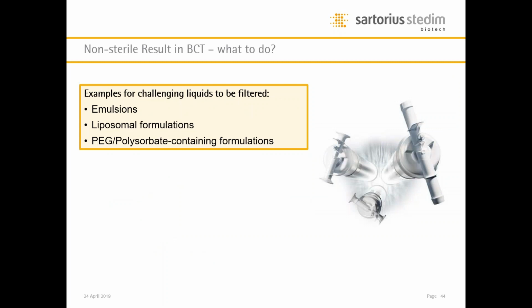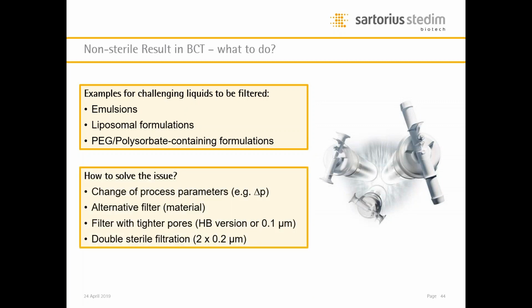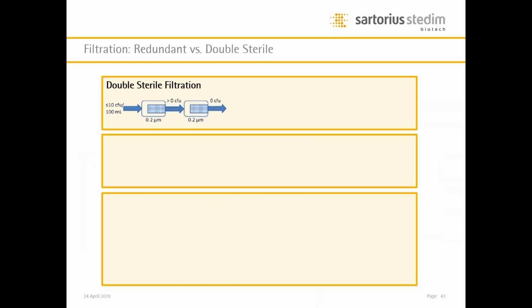And there are examples of challenging liquids to be filtered: emulsions, liposomal formulations, PEG-containing formulations. This may lead to a situation where the bacterial challenge test will fail, where some bacteria will have a chance to enter the final container. How to solve this? You can either choose different process parameters, like the delta P. You can use alternative filter material. You can use filters with tighter pores, or also use double sterile filtration, so two times 0.2 micron filters, like the one here. In a double sterile filtration, you not only use one, but two filters. And finally, you have to validate that you have 0 colony-forming units afterwards.